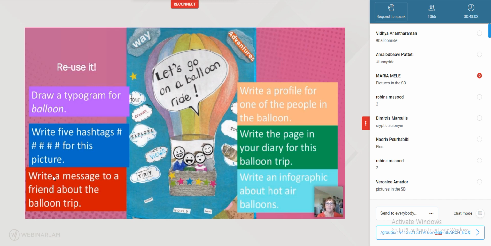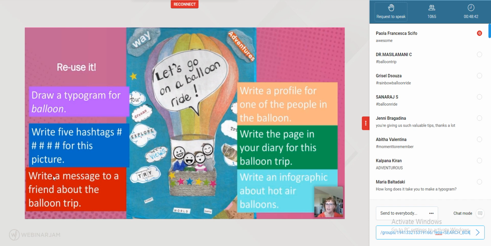Ask them to write 5 hashtags for this picture. Write a message to their friend. Hey, we just landed. We got back from our balloon trip and wow, it was fantastic. Oh, really? What did you see? Where did you fly? Their friend could answer. They can write an internet profile for one of those people in the balloon. What do they like? What don't they like? Their characters, what they like doing.